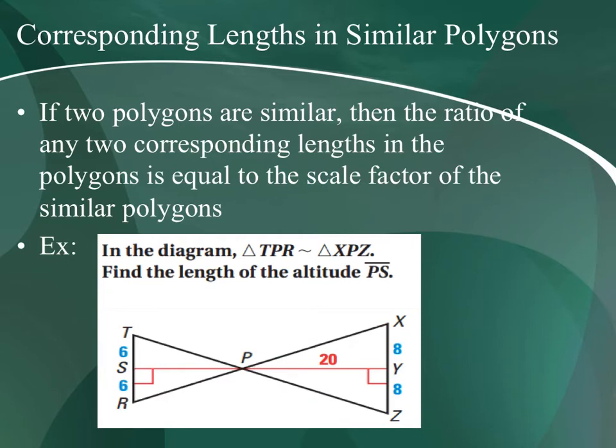All right, this one says corresponding lengths in similar polygons. So if two polygons are similar, then the ratio of the corresponding lengths in the polygon is equal to the scale factor of the similar polygon. So we already established that, right? Whatever that scale factor is, that is the ratio of the corresponding lengths.